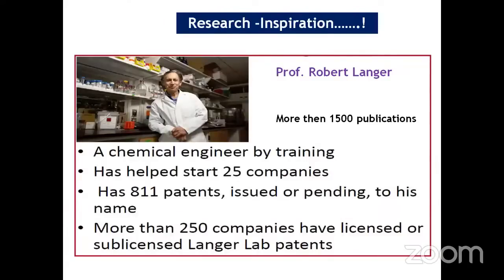And here is an inspiration for a researcher. Professor Robert Langer from MIT has got more than 1,500 papers. He has got more than 800 patents. His patents were licensed to more than 200 companies. He himself has built more than 25 companies. We don't know whether he's a man or machine. But believe me, people like Robert Langer are not in ones or tens. They're in hundreds or thousands in countries like US, Japan, Korea, which we generally refer to as superpowers.